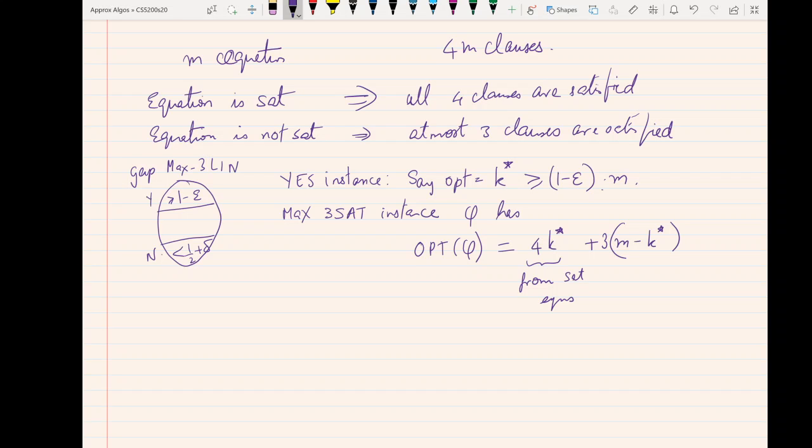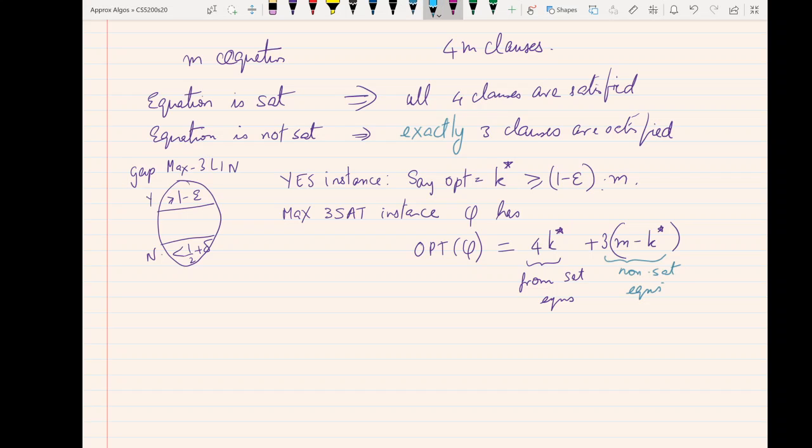I should be a little more careful here. If the equation is not satisfied, then you'll have exactly 3 clauses satisfied, not at most. Okay, not just at most. So that's what this is from the non-satisfied equations.